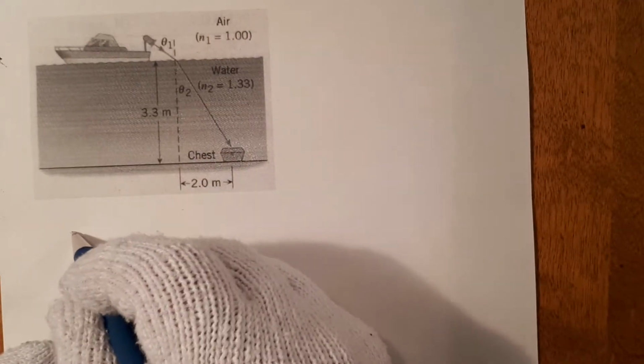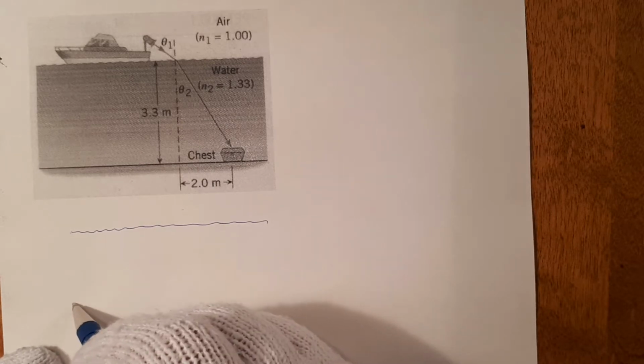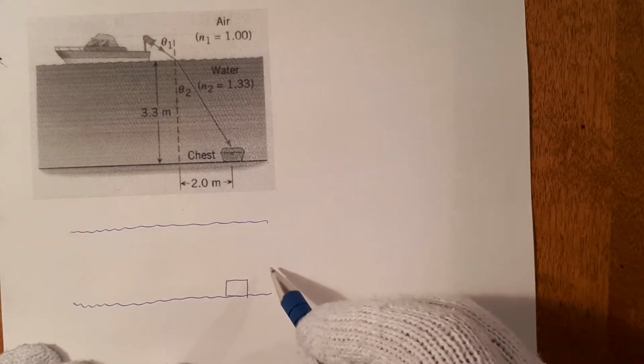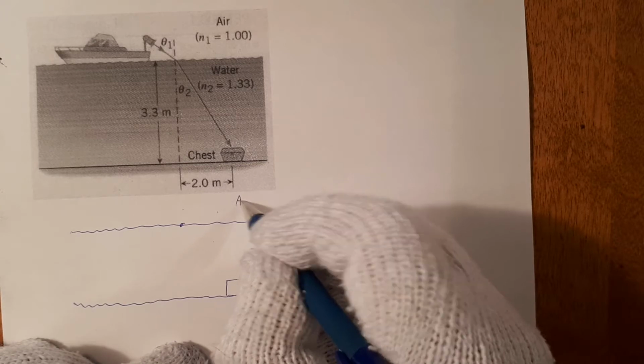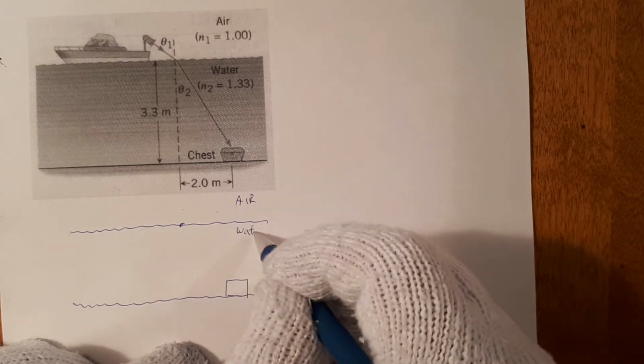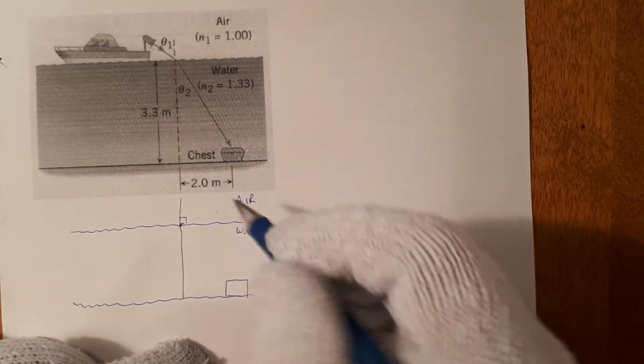Here's the surface of the water. And the bottom of the lake or the lagoon where this chest is, down here. And let's see, I'll put the chest about here. And this is the important line right here. It's called the normal. And the normal is perpendicular to the interface between the two fluids. The top fluid here is air, and the bottom fluid is water. At the interface, this line right here is drawn perpendicular to this interface right here. And it's called a normal.